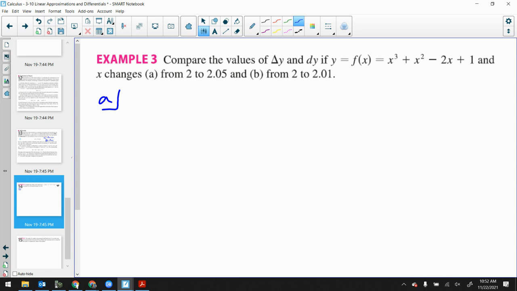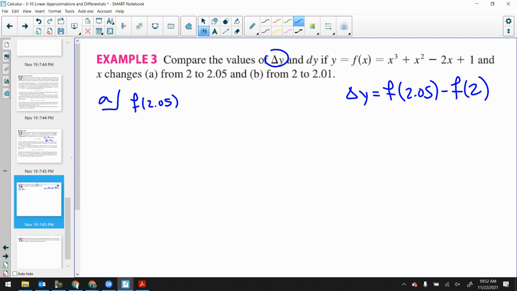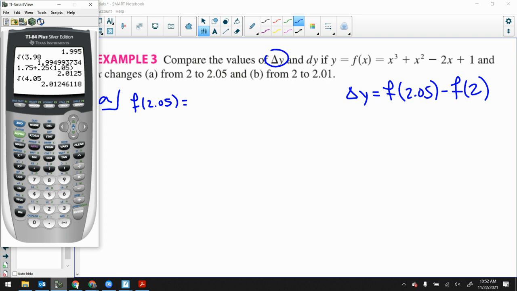So the first thing that we have to do is find f of 2, because delta y, remember, in the formula, delta y is kind of like f of 2.05 minus f of 2, right? That's the change in the y values. So we need to find f of 2.05 and f of 2. Okay, let's plug it in and see.